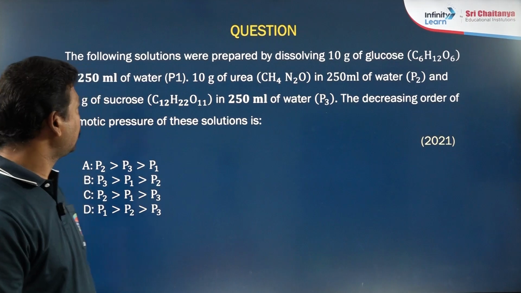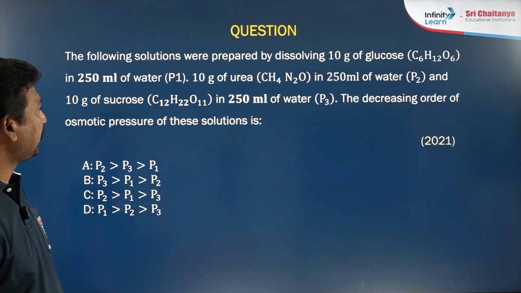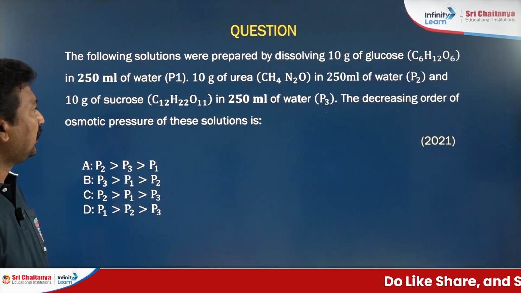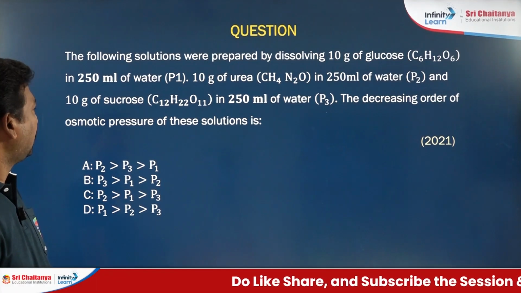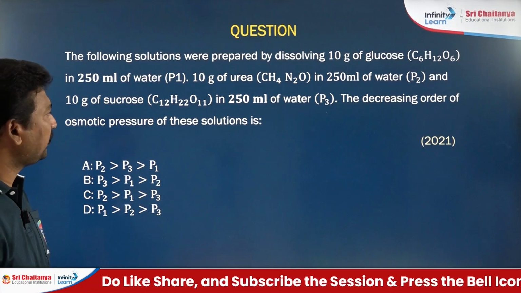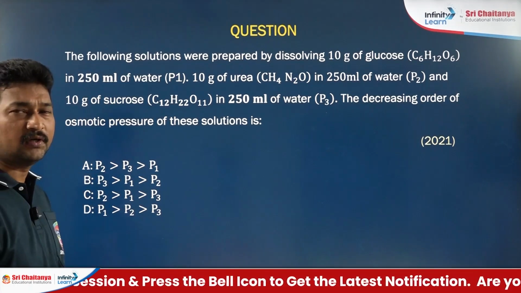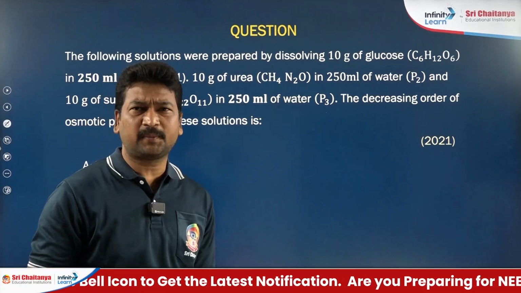Coming to the next one, my dear students. The following solutions were prepared by dissolving 10 grams of glucose in 250 ml of water, 10 grams of urea in 250 ml of water, and 10 grams of sucrose in 250 ml of water. The decreasing order of the osmotic pressure of these solutions is. You can take a normal osmotic pressure itself here.